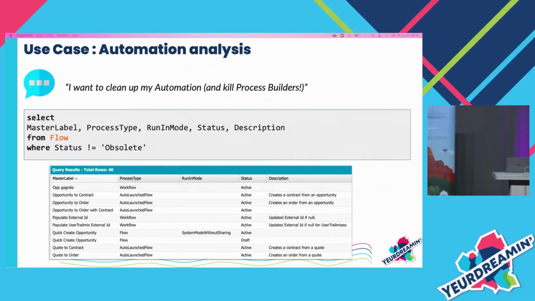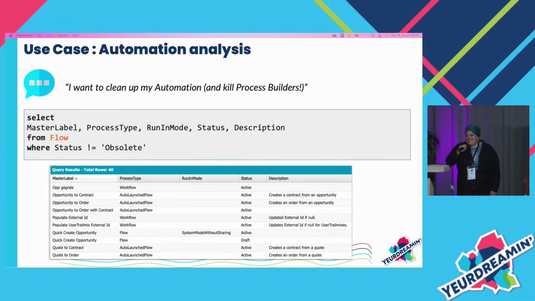No process builder anymore. We all agree with that? Okay, so one way to be sure about the automation in place is to query the flow object. Flow includes the process builder and also the flows, not the workflow. For workflow, you have a specific object called workflow.